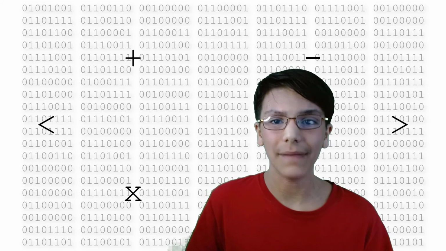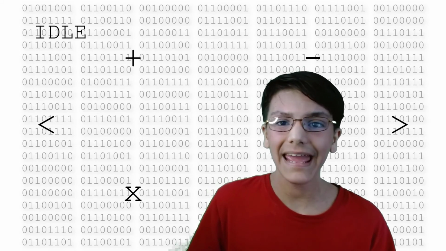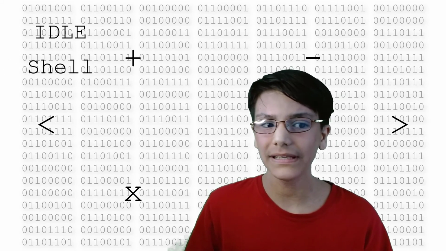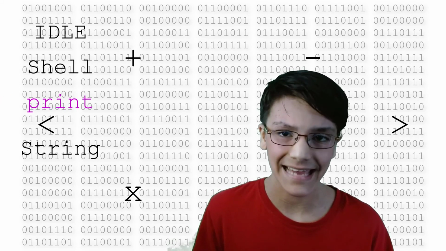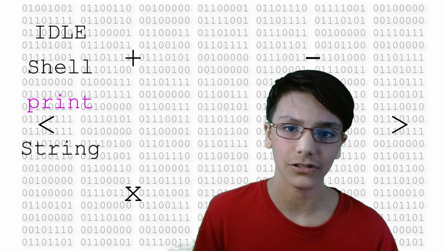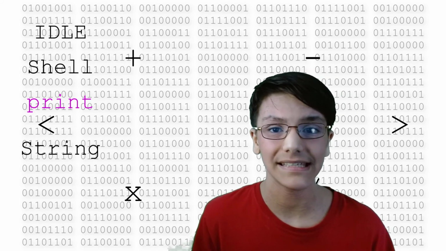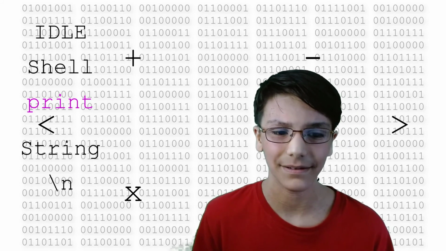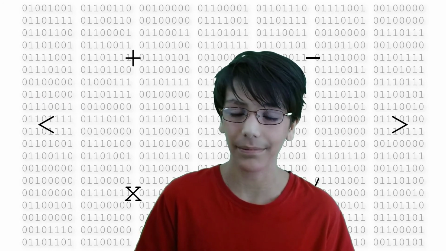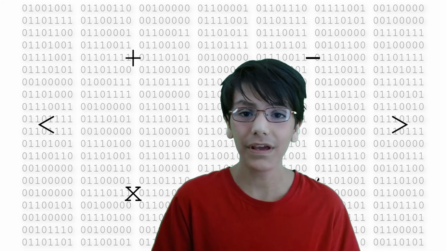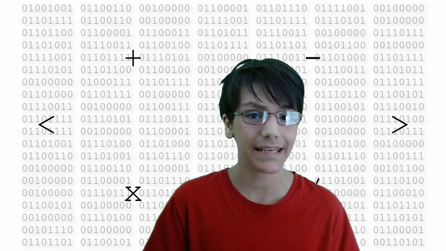Today, we went over many terms, including IDLE and the shell. We learned how to print onto the screen using the print function, and how strings contain text. We even made multiple lines within strings using a special escape character, \n. Next time, we'll cover variables in Python, which sounds like really complicated math, but don't worry, it isn't. We'll even make our computer greet us using the input function.